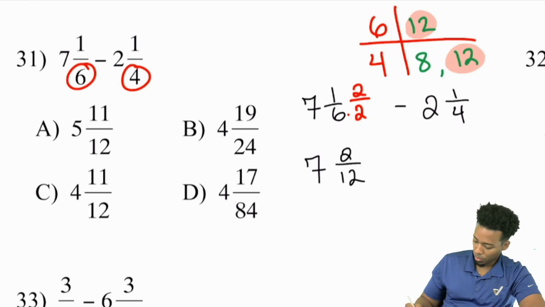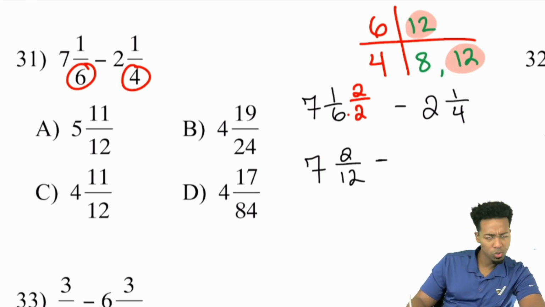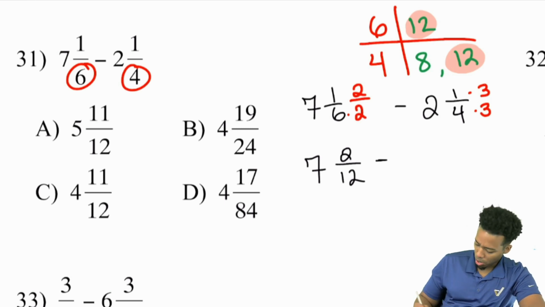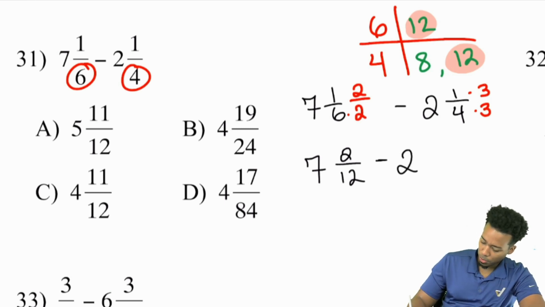Now over here, what I notice is that we have 2 1/4. How do I get 1/4 to get to 12? Well, 4 times 3 is 12. 1, 2, 3 times 3. So what I'll do is multiply the top and the bottom by 3. Nice and easy. And so here we are, my party people. We'll get this to be 2 and 3 over 12.